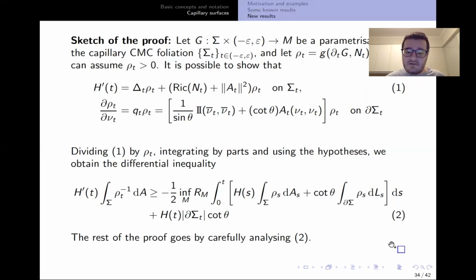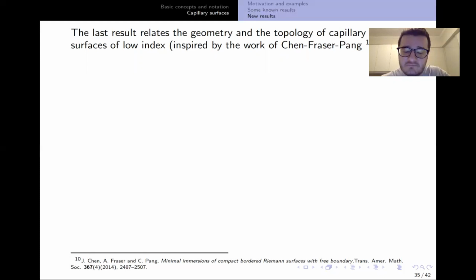great. So the last result I want to tell you is a result which relates the geometry of capillary surfaces with its topology. And so it is expected to be a reasonable and a beautiful result because of this interplay between geometry and topology. And I should mention that this is inspired by the work of Chen, Fraser, and Pang, and part of the theorem is a generalization of a theorem of these three people, and it says the following. I call it theorem C.